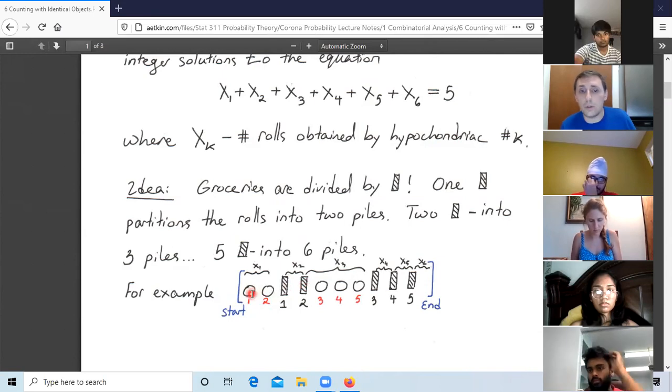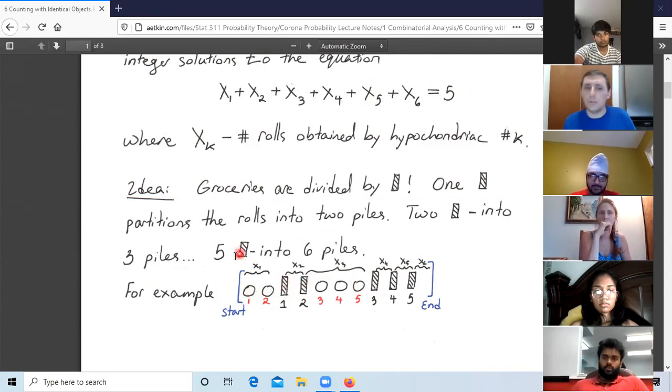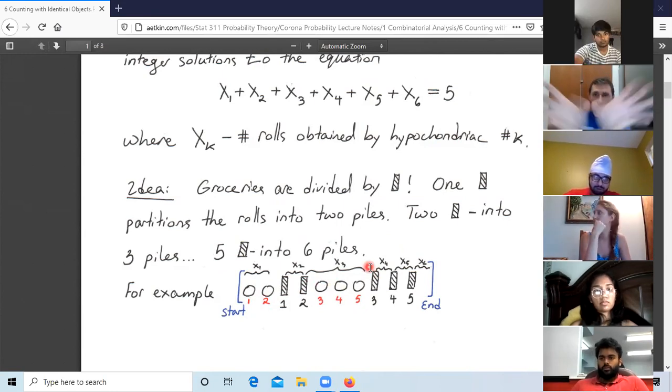So how many toilet papers? There are 5 toilet papers. How many bars do we need? Well, we don't need a bar for the start, and we don't need a bar for the end, okay? But if I select 1 bar, I partition the toilet papers into 2 categories. If I select 2 bars, I have 3 categories.